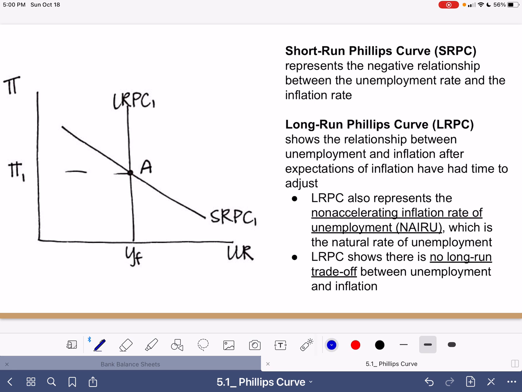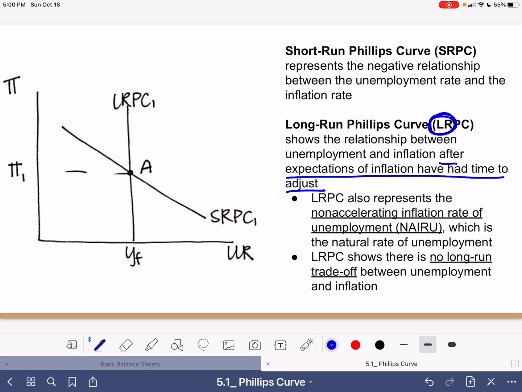The long-run Phillips curve is our vertical curve on this graph here. And this shows the relationship between unemployment and inflation after expectations of inflation have had time to adjust. So basically our long-run Phillips curve says that in the long run, there is no relationship between inflation and unemployment. So in the long run, inflation and unemployment don't have a relationship. They should technically remain the same.